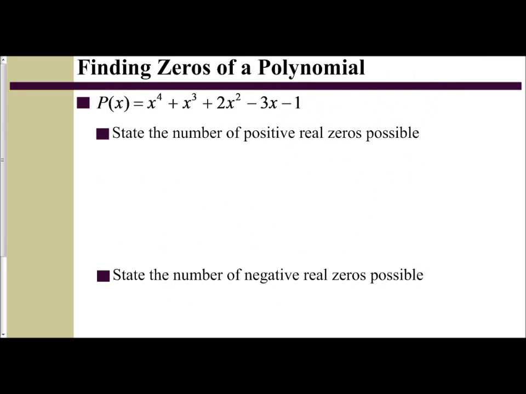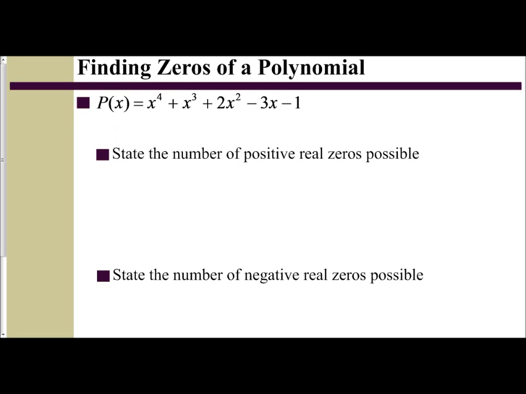So when you state the possible number of positive real zeros, you just leave it alone as is and look for your sign changes. Positive to a positive, no. Positive to a negative, yes. Negative to a negative, no. And so I have one sign change, which means I have a possibility of one positive real zero.